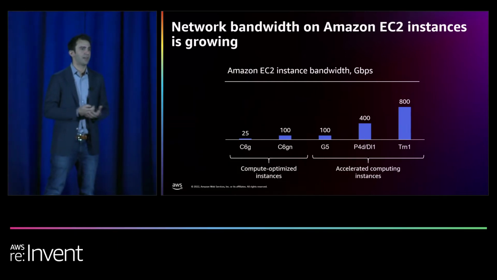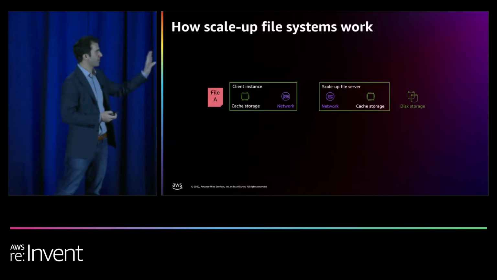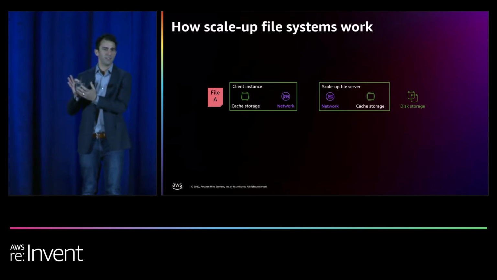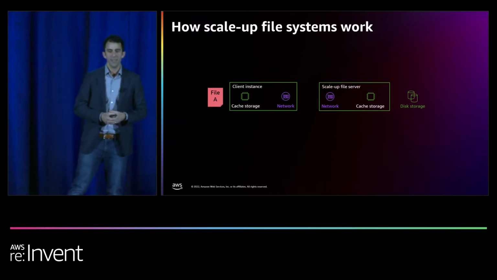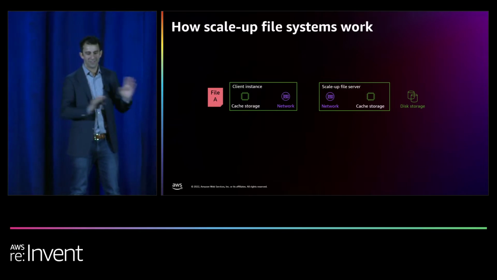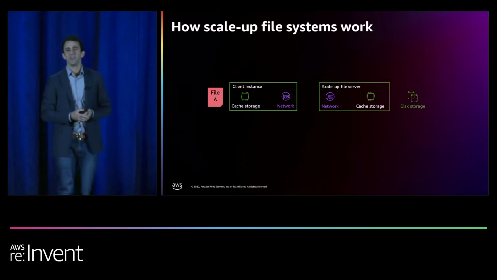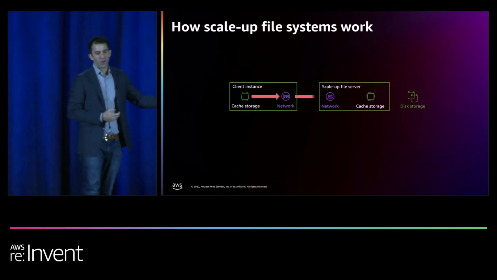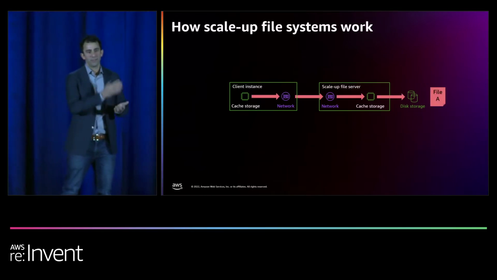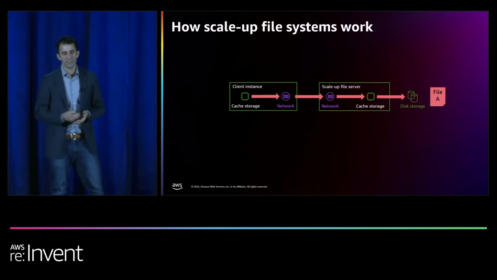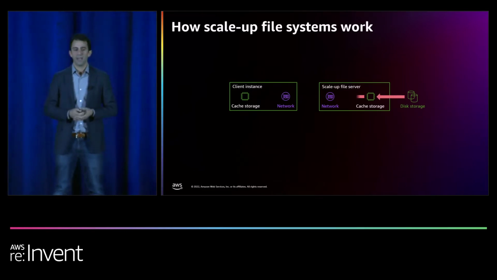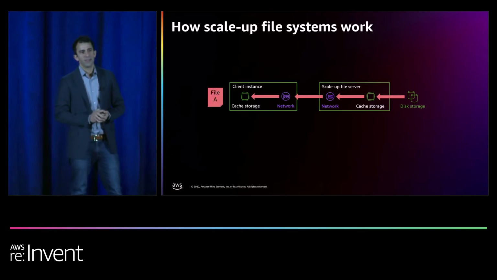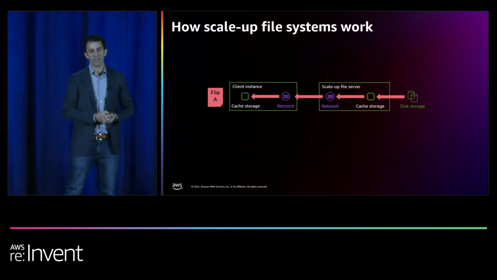Now, in a traditional file system, you have an architecture that looks a little bit like this. On the left side, you have a client instance, a server, and on the right side, you have your single node file system. When you write a file to the file system, it goes from the client to the server to the disk. And when you read that file back, it goes the opposite direction. Pretty basic.